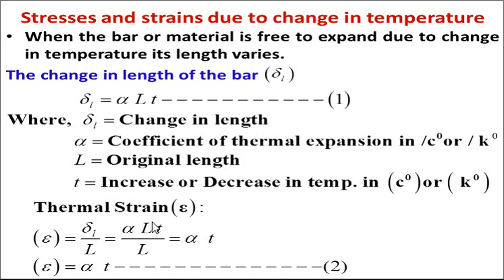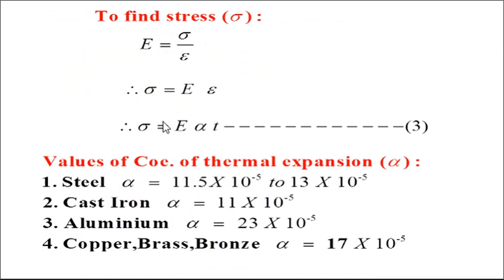Delta L is alpha into L into T, thermal strain is alpha into T, and stress is E into alpha into T. Okay. Now there are a few materials normally used in construction, that is steel. Steel value of alpha is 11.5 into 10 to power minus 5 to 13 into 10 to power minus 5. So this value is always given between 10, 12, 12.5, 13 like that. That is the value of coefficient of thermal expansion for steel.